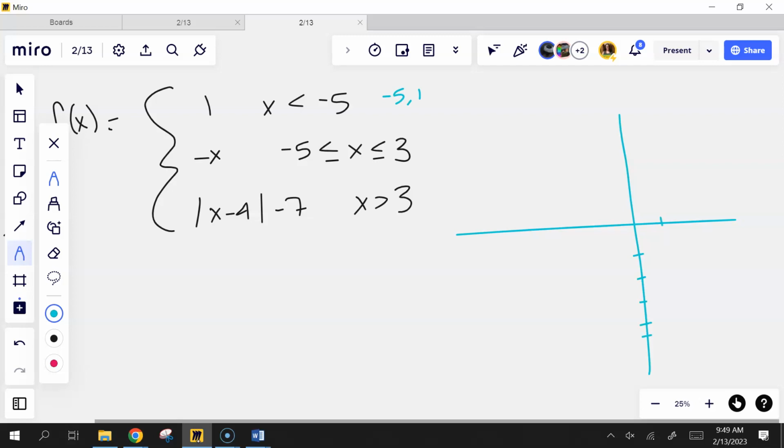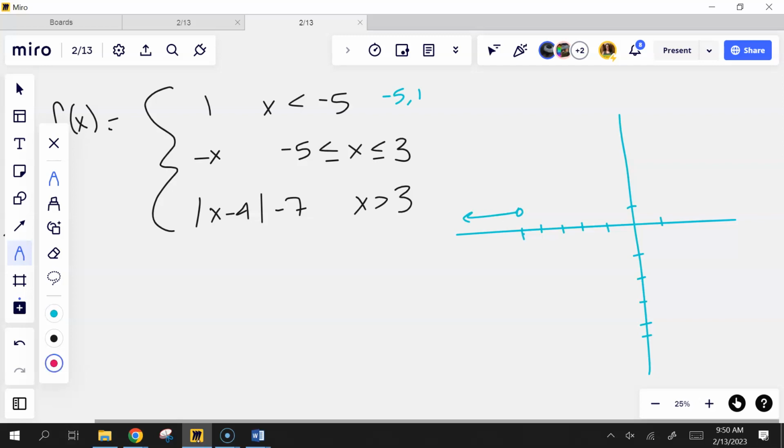Open or closed at 1, -5? Oh, -5, 1. I'm just kidding. I'm dyslexic today. -5, 1. Open. And then a horizontal line going to the left because it's less than.